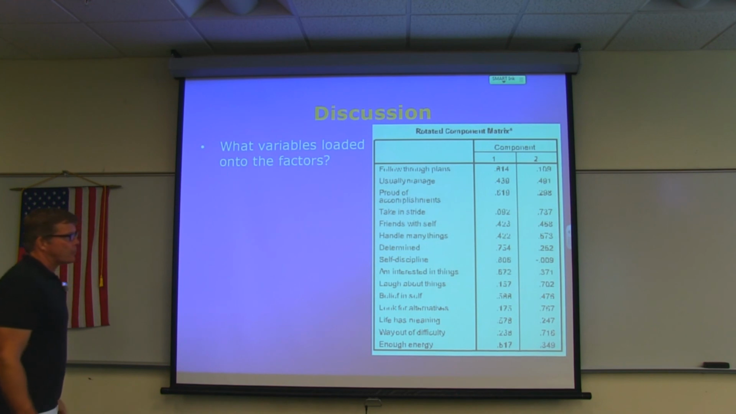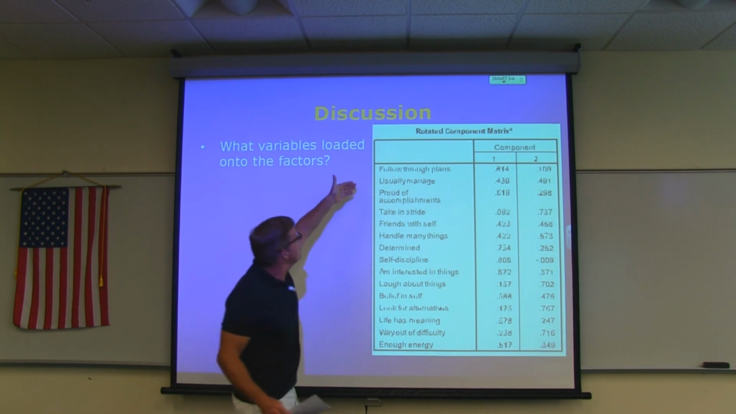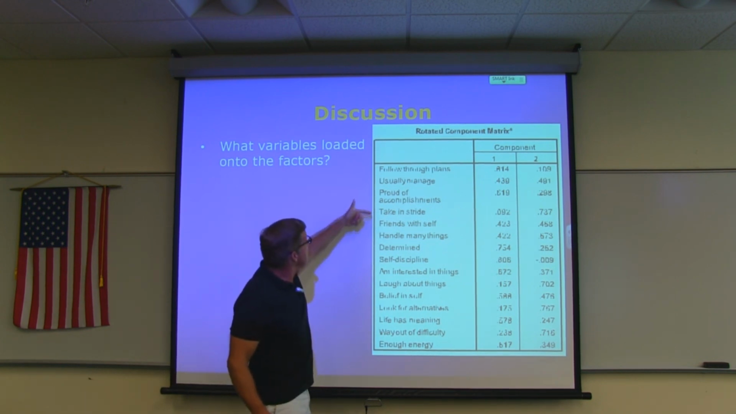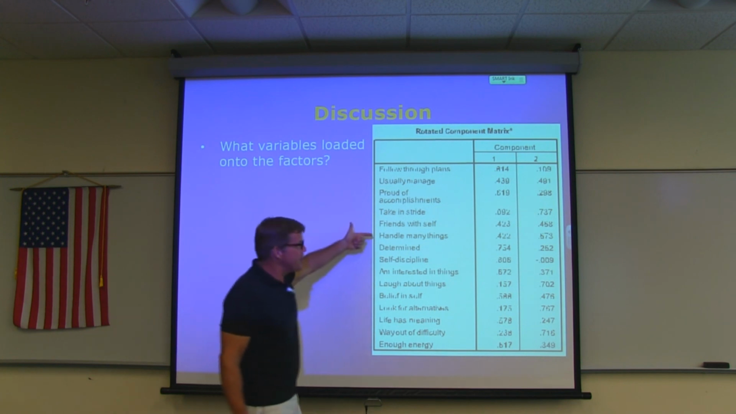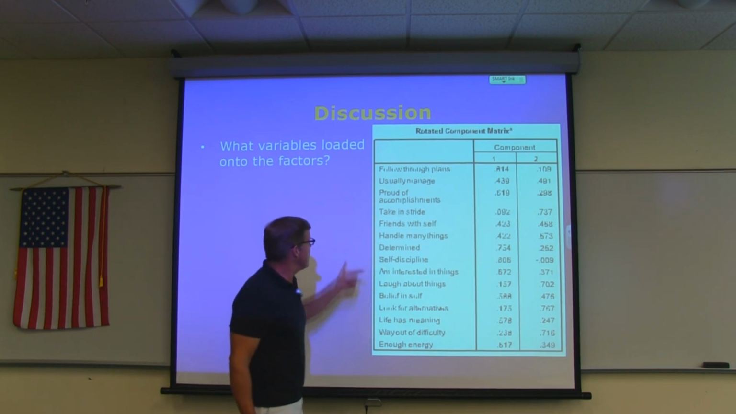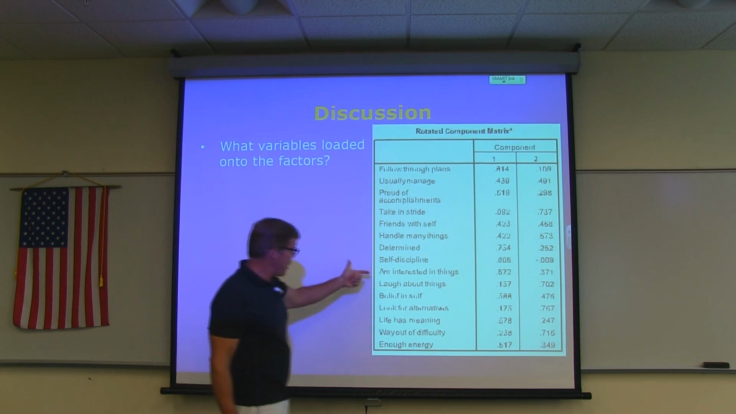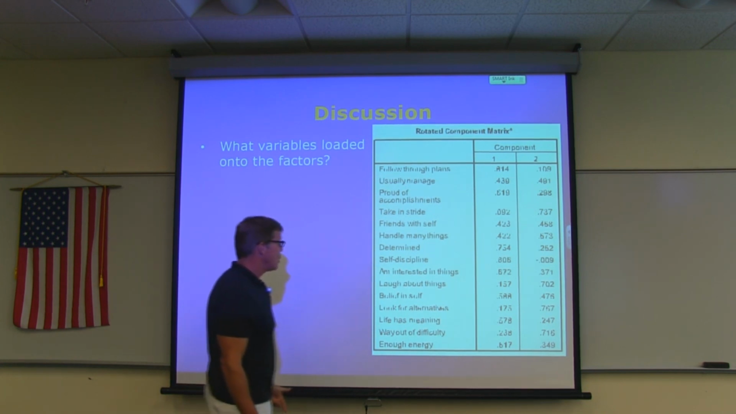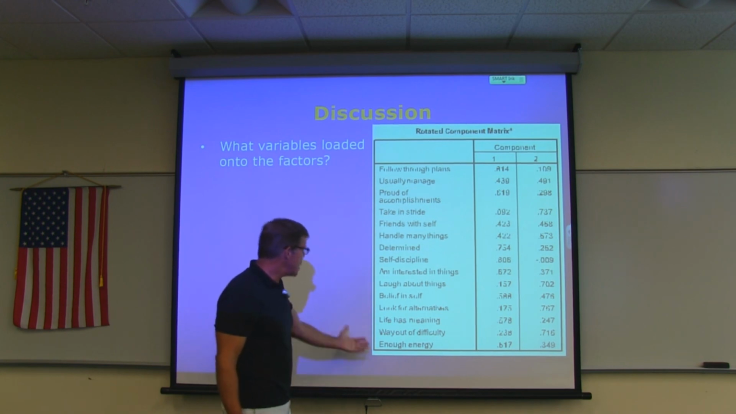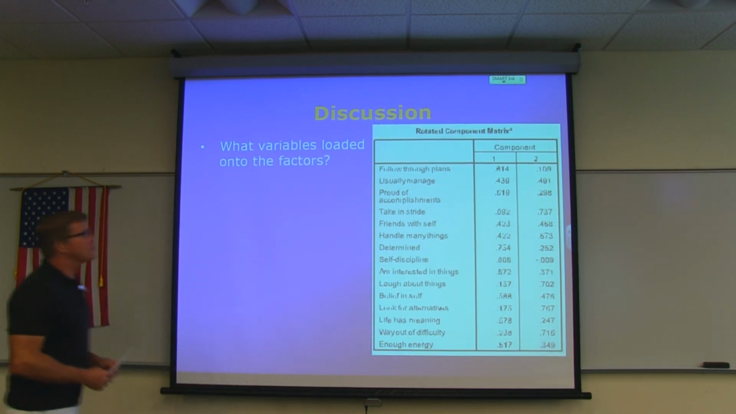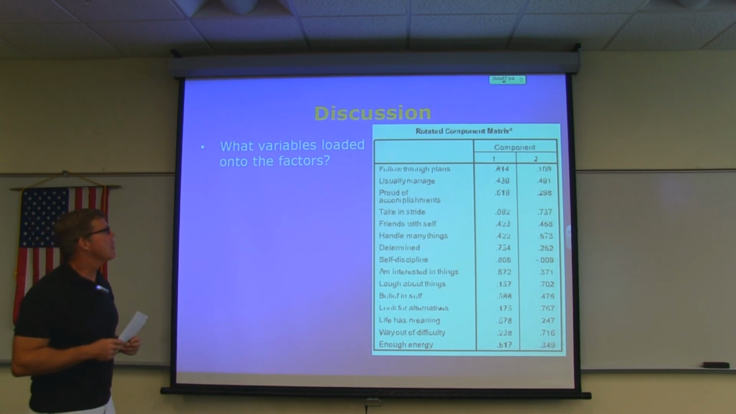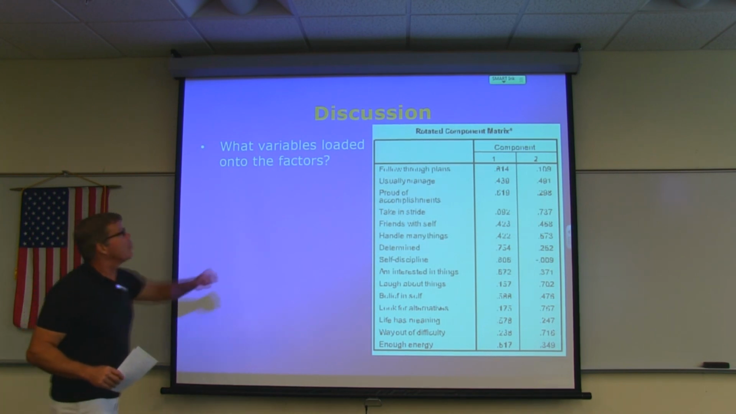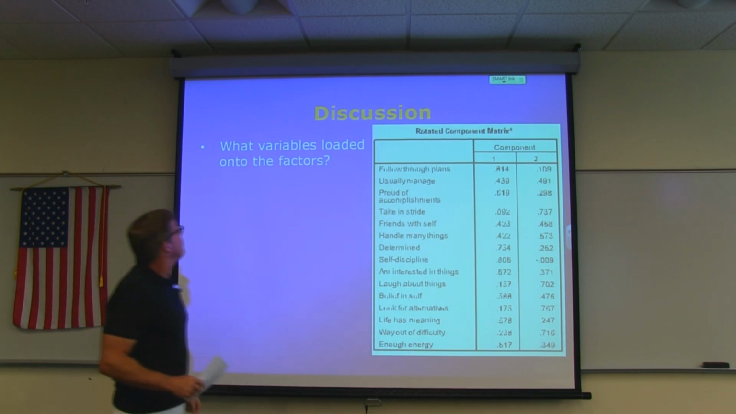So as you see, all these little categories relate to resilience: following through with plans, proud of accomplishments, taking things in stride, handling many things at once, determination, self-discipline, laughing about things, believing in yourself, looking for alternatives, energy. So all they're trying to do is extract common factors with this resilience survey. So again, we have another 2-factor solution. And we're looking at the rotated component matrix. All right.